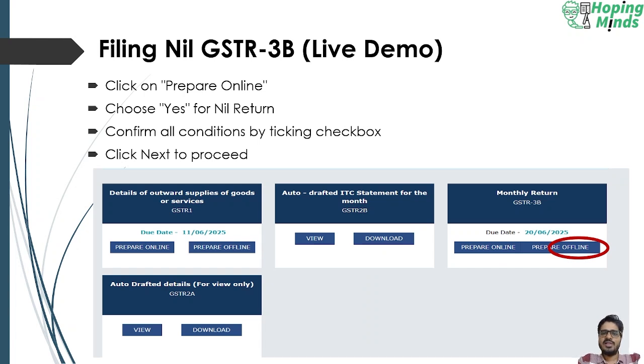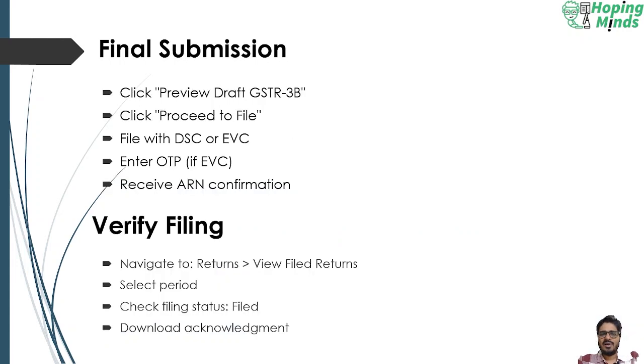After choosing the GSTR-3B return, we have to click on the prepare online option. Then on preparing the GSTR-3B return, we will find an option of nil filing of GSTR-3B return at the top of the GSTR-3B. We have to tick mark the checkbox and proceed to next. Then for the final submission, click preview draft 3B. Before the final submission, the drafted GSTR-3B return must be thoroughly verified so that no transaction exists in there.